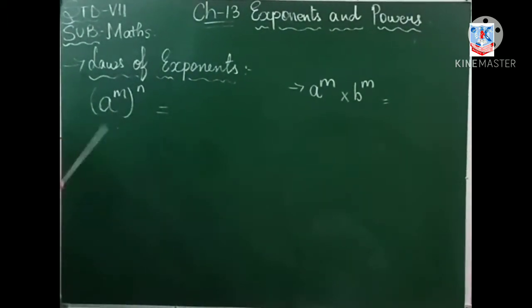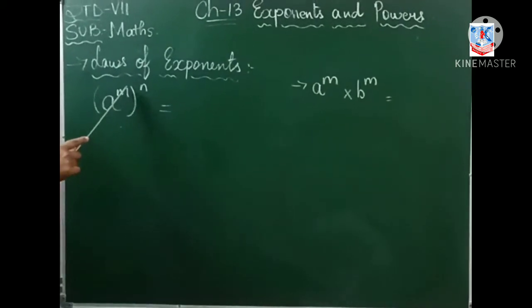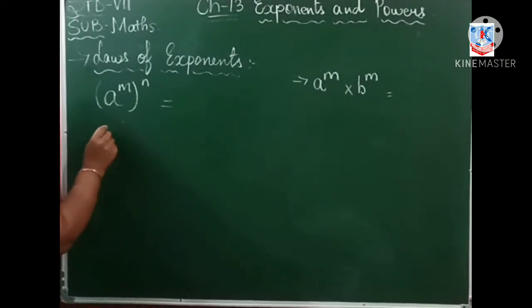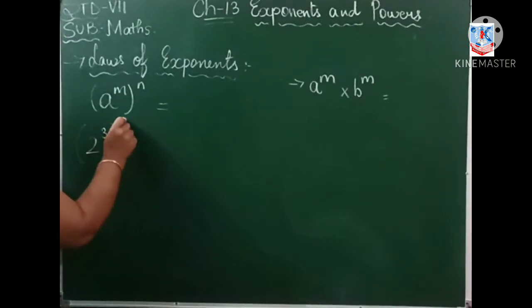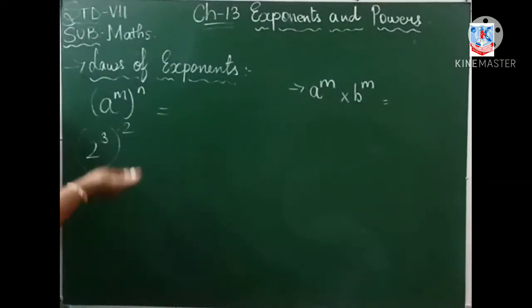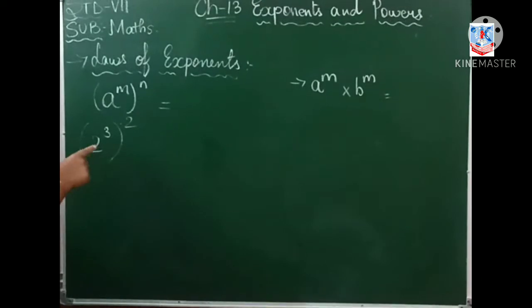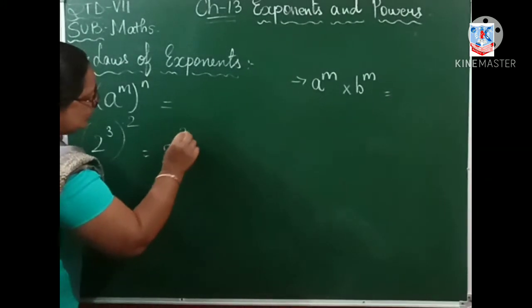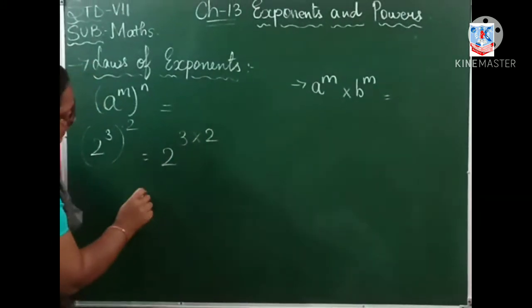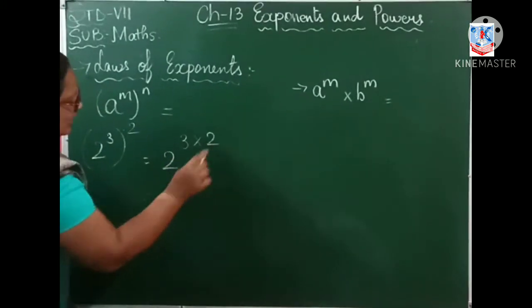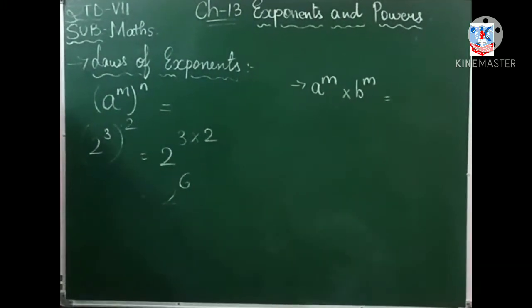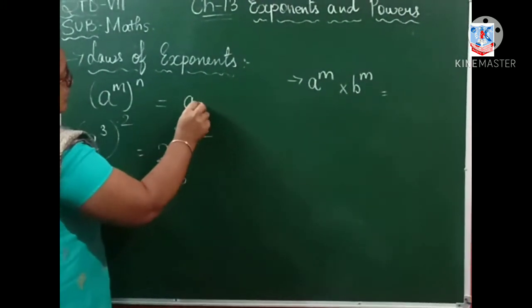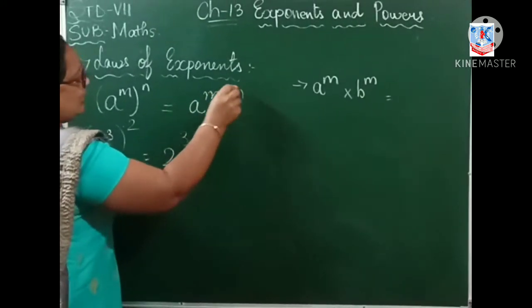Next is power of a power. Now see here, a raised to the power m, all raised to the power n. For example, see, 2 raised to 3, raised to 2. That means 2 raised to 3, 2 times you have to multiply. Then what will you do? We will multiply this. This is equal to 2 raised to 3 times 2, that is 2 raised to 6. That means 2 is to be multiplied 6 times. Understood? So here it will come a raised to m multiplied by n.